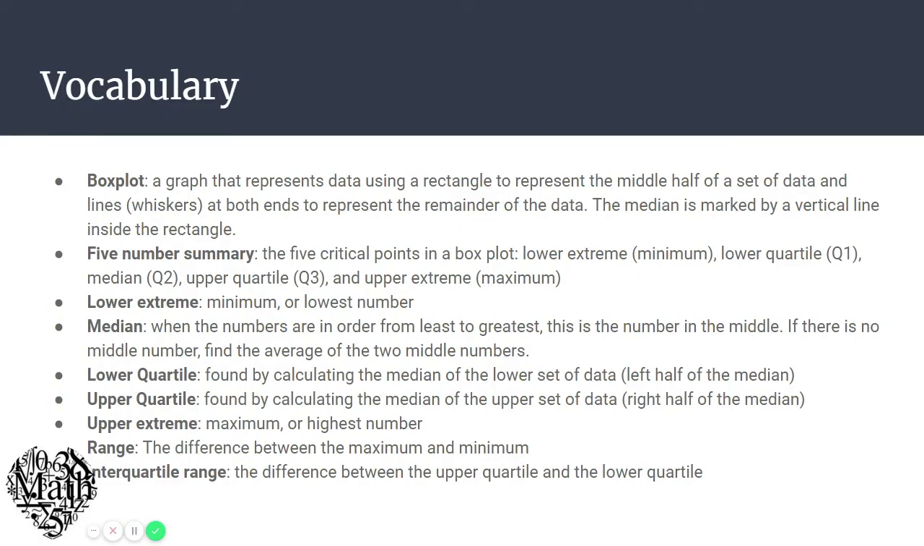The vocabulary for this week includes box and whisker plot, 5-number summary, lower extreme, median, lower quartile, upper extreme, range, and interquartile range. The 2 vocab words that you may recognize are median and range from 6th grade math. Those will be coming back today, but the rest of them will probably be new. You will learn about this vocabulary in our video lessons.